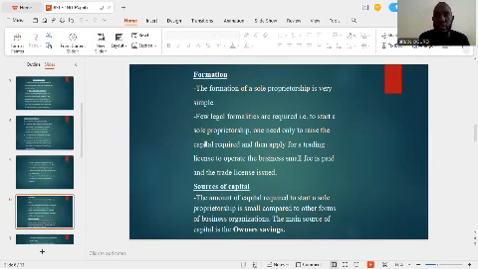So we are going to check also the source of capital to start and run a sole proprietorship. So you will realize that the amount of capital required to start a sole proprietorship is small compared to other forms of business organizations. Just as we have learned above, the amount of capital required to start and run a sole proprietorship is very small. So what are the main sources of capital for sole proprietorship? So the first one is owner saving, which is the main source of capital.